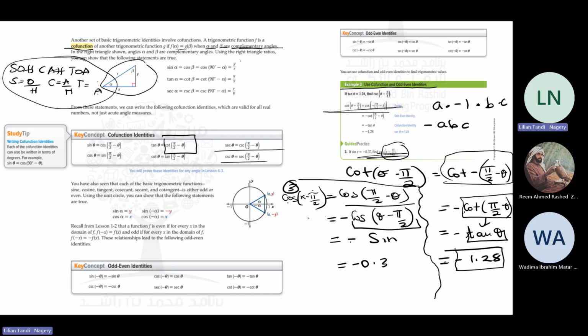I continue. Now negative, so the answer will be positive 0.37, because this is negative of sine. So this will be negative negative 0.37, which is 0.37. Are we together? Yes. We are good? Okay.